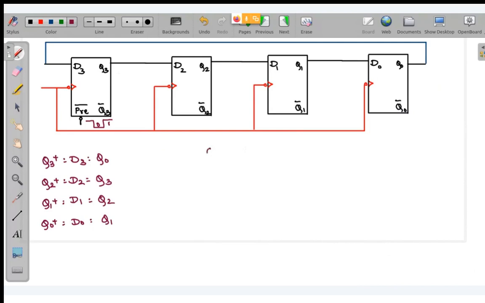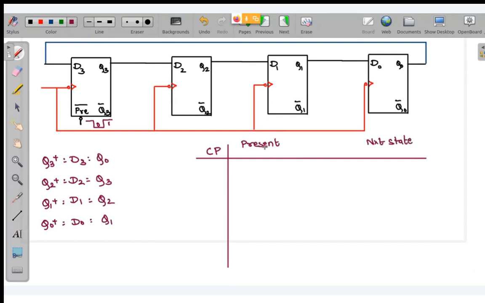So look, this is the clock pulse. Over here I am going to write the present state, and here I am going to write the next state. So the present state is Q3, Q2, Q1, Q0, and the next state is Q3 plus, Q2 plus, Q1 plus, and Q0 plus.